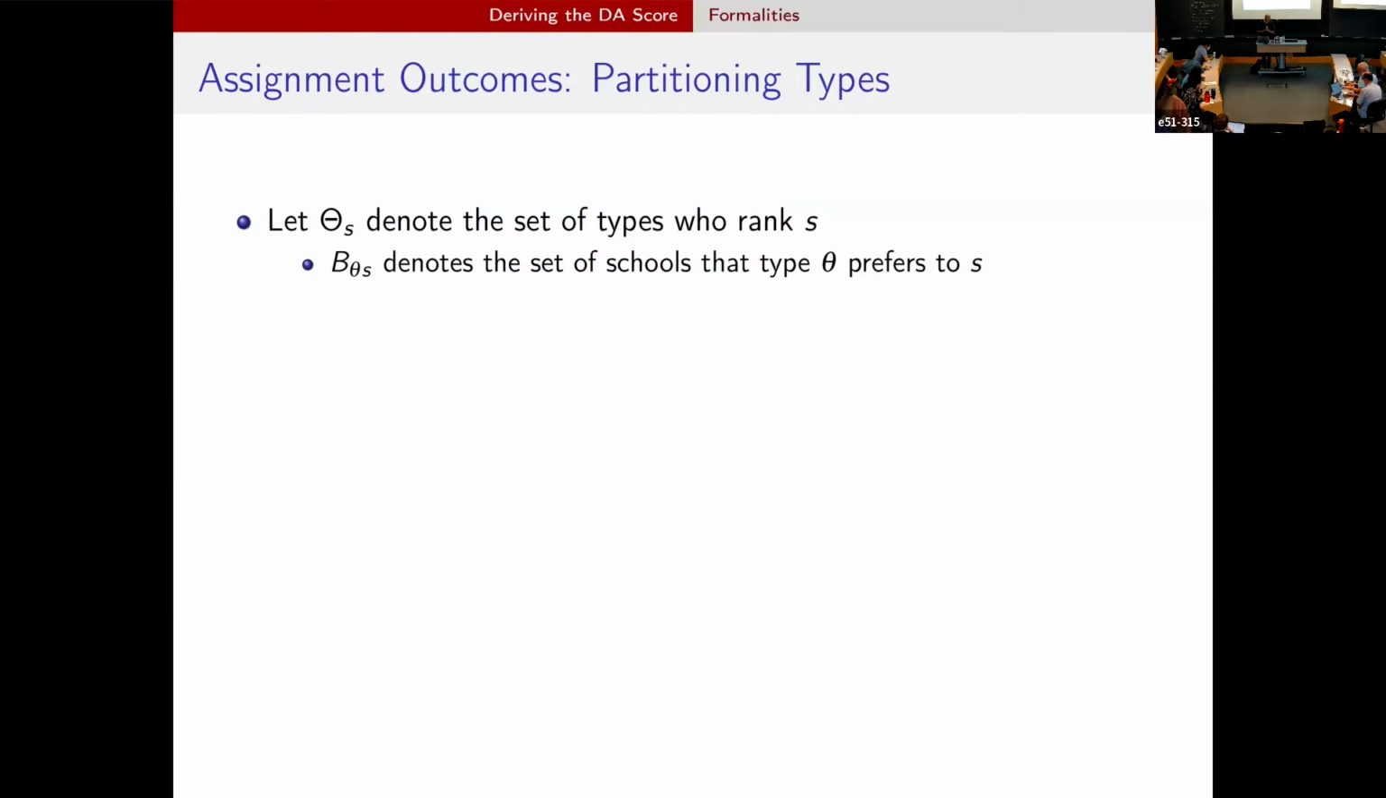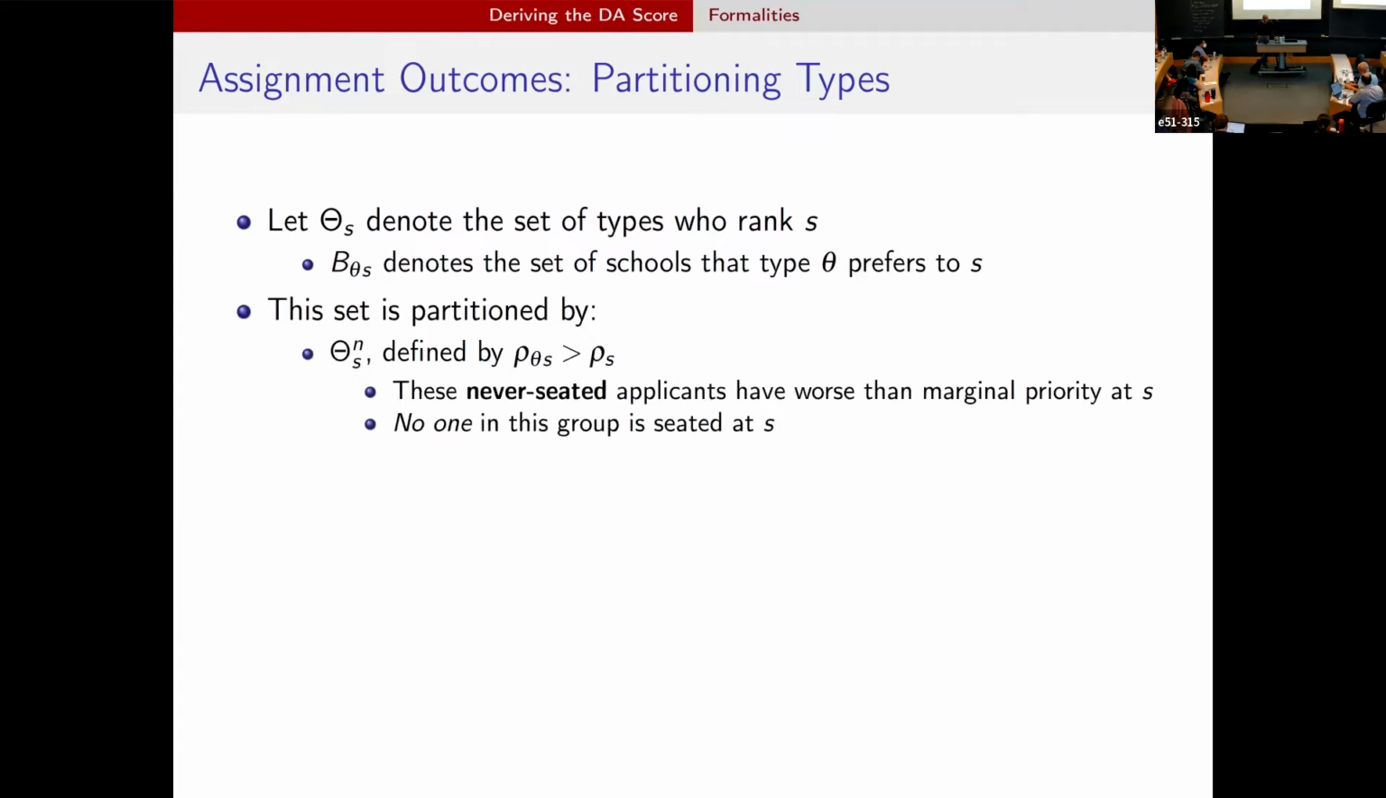Now, a couple more slides of notation, and then we'll turn to some of the empirical work. So how am I going to give you a formula for the score? Let's take the applicants who've listed school S and call them capital theta S. Now, I just mentioned that it's going to be very important to think about the schools that you didn't get into. Those are the schools that you had wanted to go to ahead of school S. So let's denote that set as the better-than set, or B of theta S. Okay, so B of theta S is the upper contour set, you could say, the set of schools that type theta prefers to school S. Okay, so take my applicants who listed school S, and I'm going to partition this set into 3 groups.